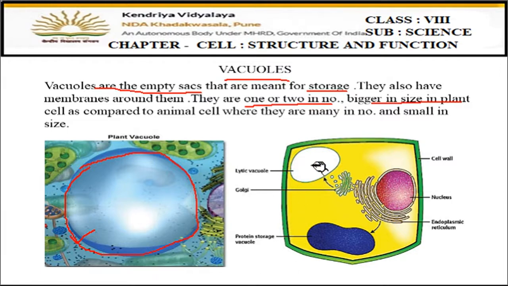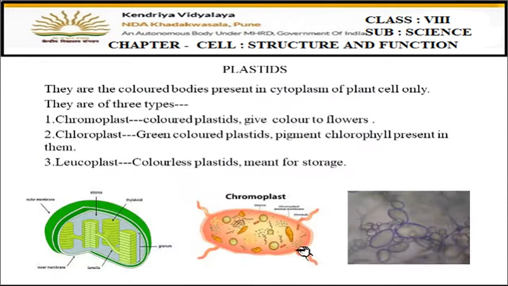Here you can see also one of the vacuoles in the cell. Here you can see a protein storage vacuole. This blue color is also a vacuole. It is storing proteins. Fine, proteins are stored in it. So vacuoles are the storage sacs, you can say. Fine. Now next is plastids.